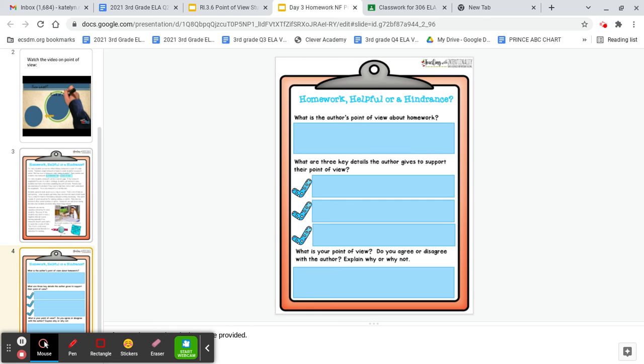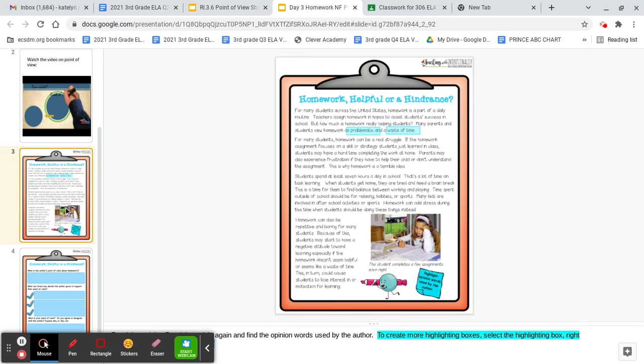So now, what are 3 key details the author gives to support their point of view? We've already discussed it as we read because that's what good readers do. We stop and we think before we move on to the next paragraph. So let's just go back and rephrase. We know that the author's against homework. Well, this first paragraph says it's hard for both parents and students. The next reason they gave was they spend a lot of time in school, so they need a break after school. And then finally, the third reason he gave was that students find homework boring.